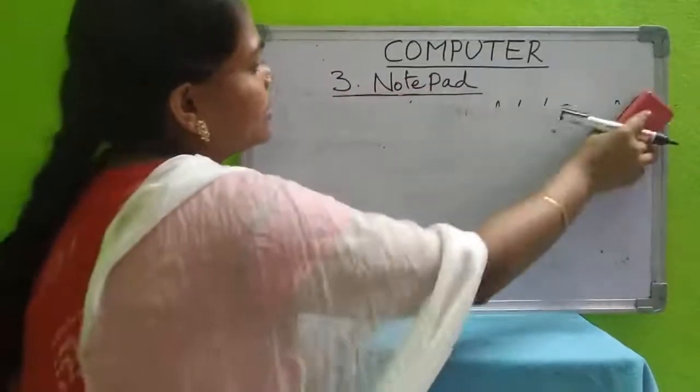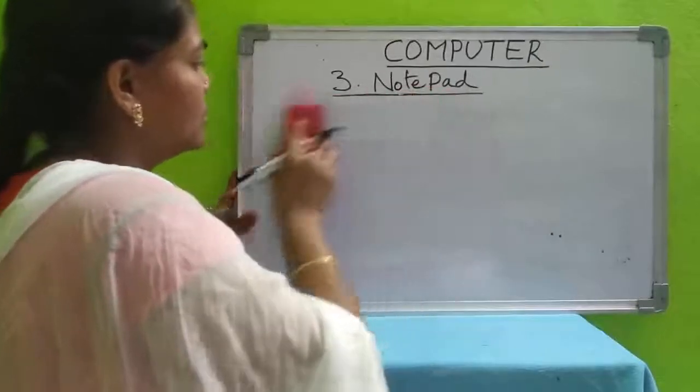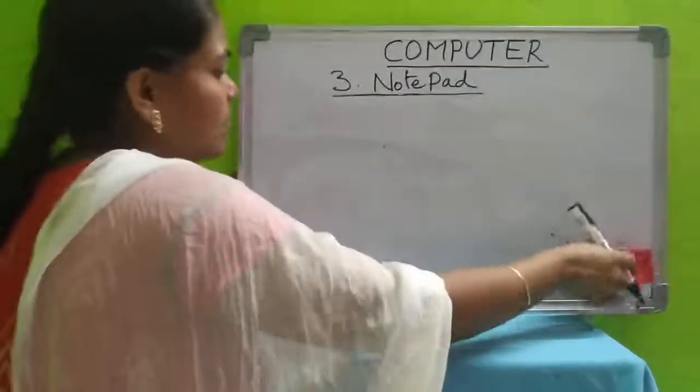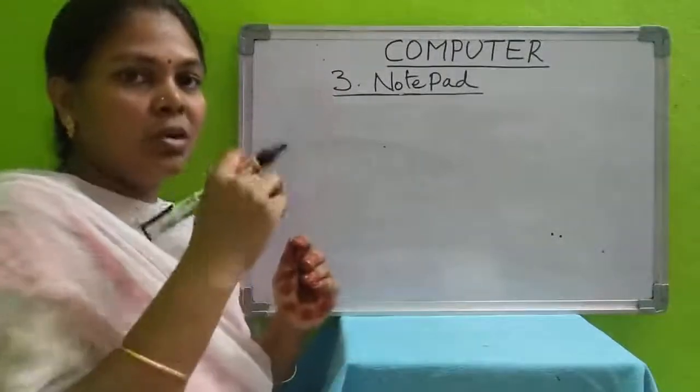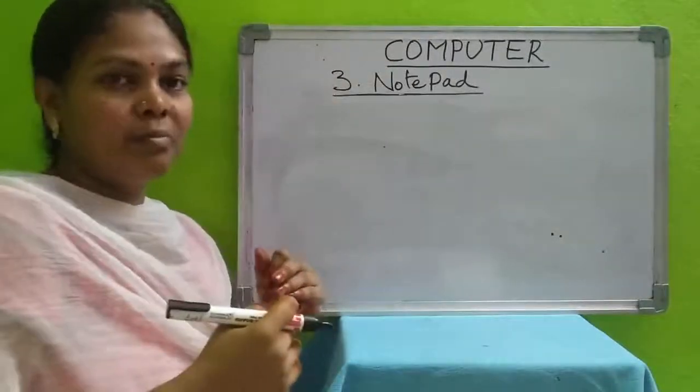So one more device we will use is the mouse. Using the mouse you can click the cursor wherever you want, and you can use the scroll wheel to move the page up and page down.